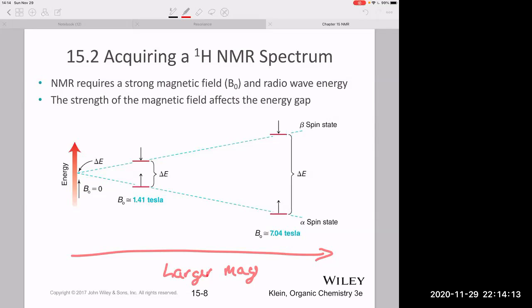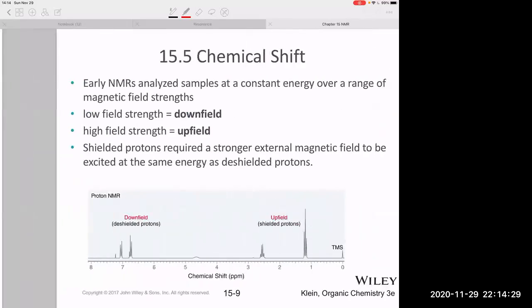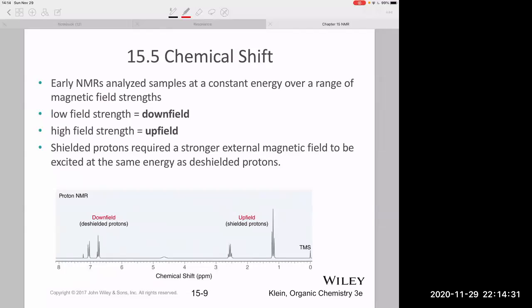What that translates to in the spectrum is that all your peaks are nice and neatly separated as opposed to being all bunched up and sitting on top of each other. So bottom line is the better the magnet, the stronger the magnet, the better resolution you will get in your NMR spectrum. And then just to give you an idea of what an NMR spectrum looks like, this is one here. This is for proton NMR, otherwise known as H1 NMR. And so this is the kind of information that you get.